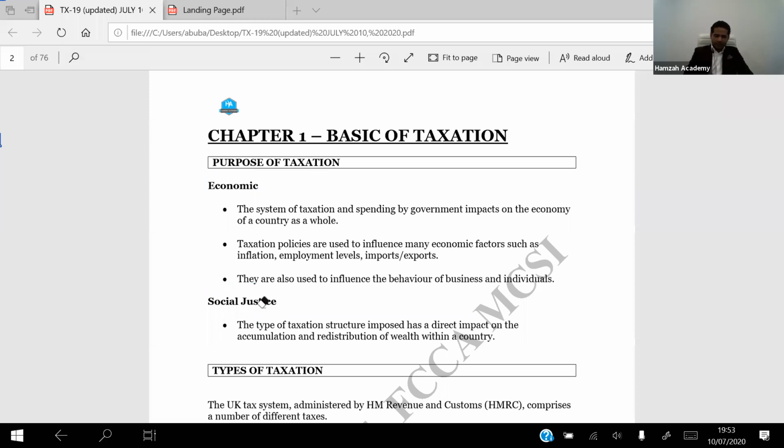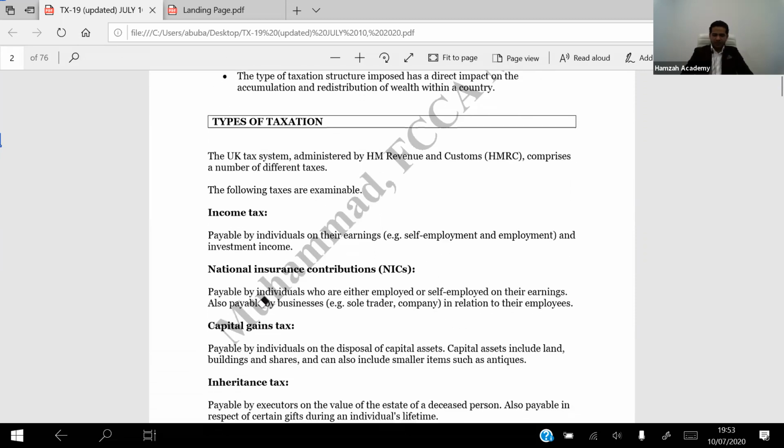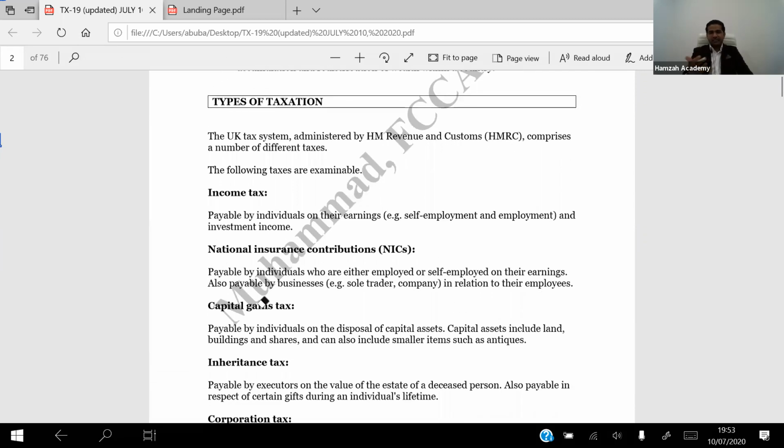Anyway, we now have the types of taxation, and these are the 4 types which I explained earlier to all of you, that is what exactly we will be learning. In the UK taxation, Her Majesty's Revenue and Customs is the main authority. Like in Pakistan, it's the Federal Board of Revenue. In the Philippines, it's the Bureau of Internal Revenue. And in the UK, we have Her Majesty's Revenue and Customs, which is HMRC.